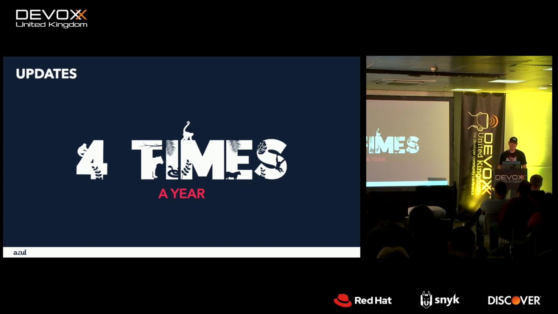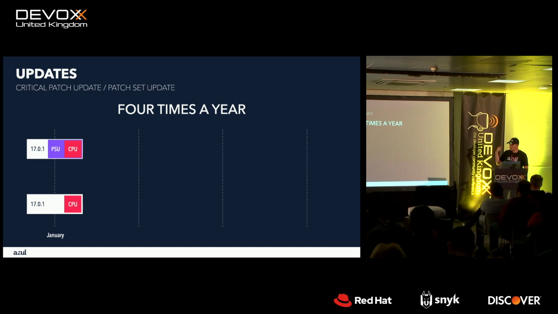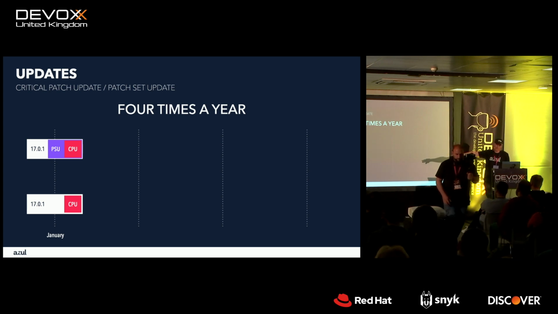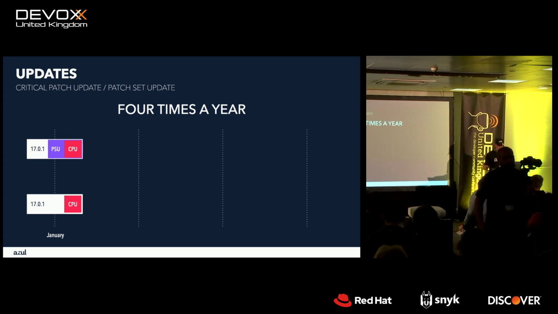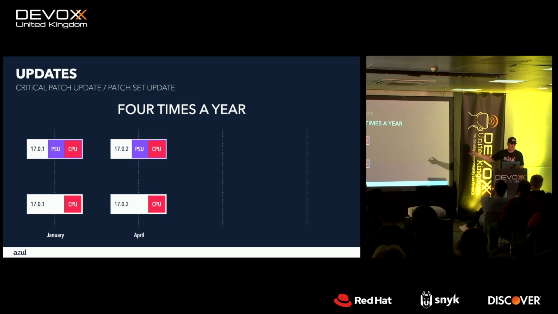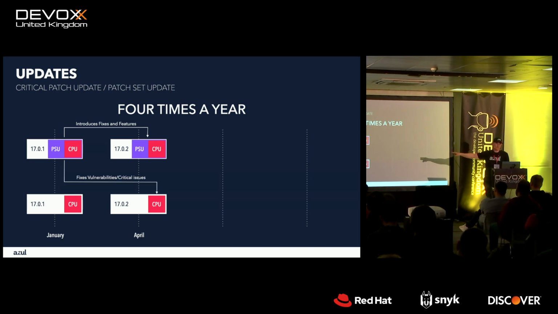So we have these updates 4 times a year. To give you an idea how it works, let's say in January, we start with 17.0.1. On the top one, you see the PSU that contains the CPU, plus additional stuff. And on the bottom, you just see the CPU, just the critical fixes. Then in April, the next update will come out, 17.0.2, and it works like that. On the upper part, we introduce fixes and new features, but the 17.0.2 only contains the bug fixes from the 17.0.1 PSU, to make sure that you get the features from the last version, but now with the fixes, right?